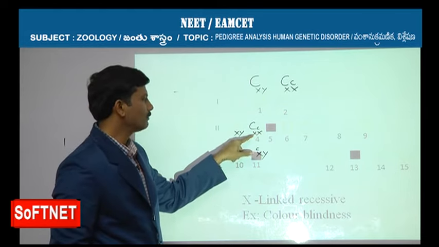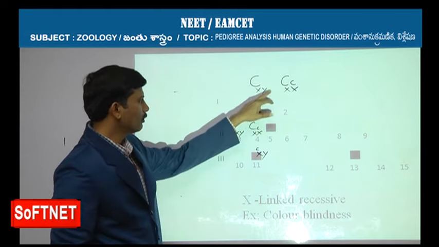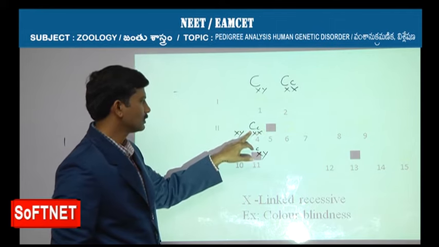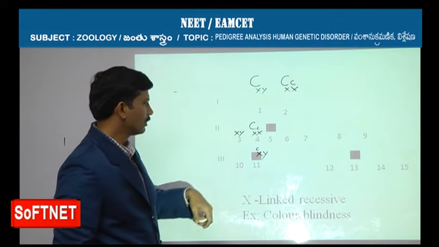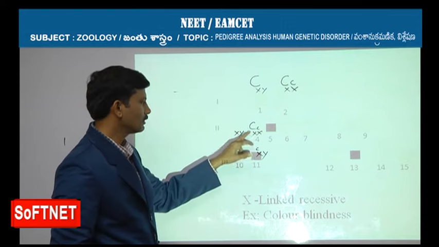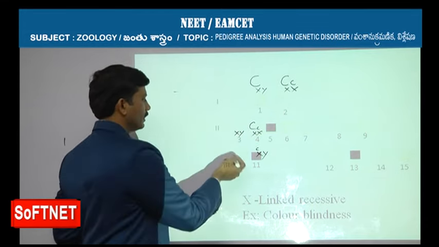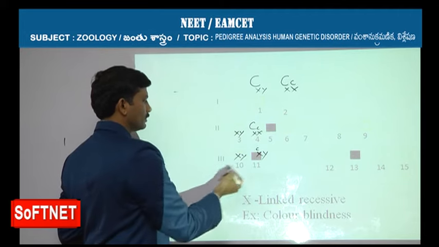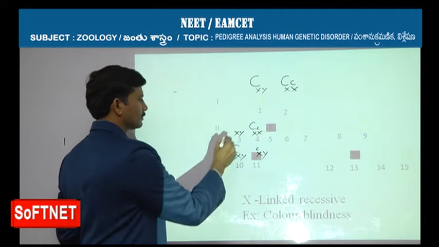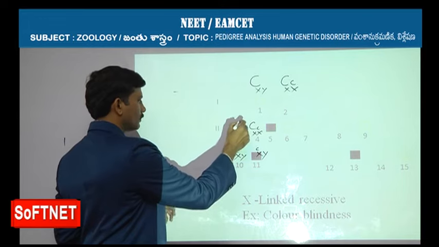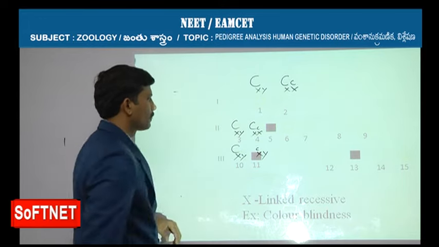So with that help, whatever the progeny that are born from the first generation in the second generation, it will help us to actually know whether it is homozygous or heterozygous or a carrier female. And then another male remains unaffected, so we can write it as a capital C, and so this will also be a capital C.